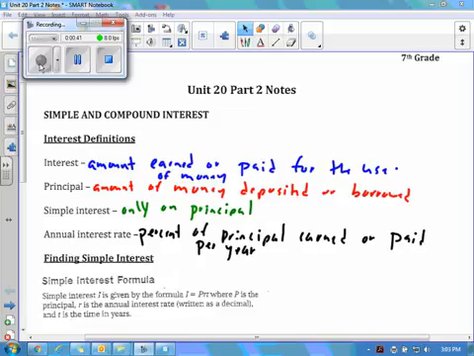The principal is the original amount that you either deposit into the bank or that you borrow from the bank. So again, it can be either way. It can be the amount you're taking out or the money you're putting in. Simple interest is interest that's only earned on the principal. We'll talk about compound in a second. But simple interest is only earned or paid on the principal amount. And then the annual interest rate is the percent of the principal earned or paid per year. So that's going to be a percentage, like 5%.